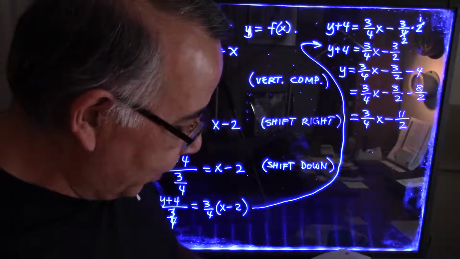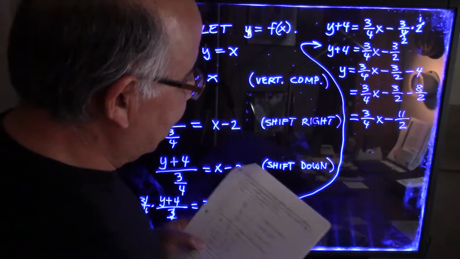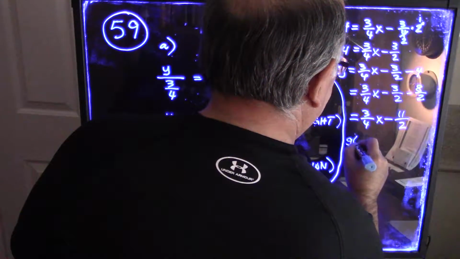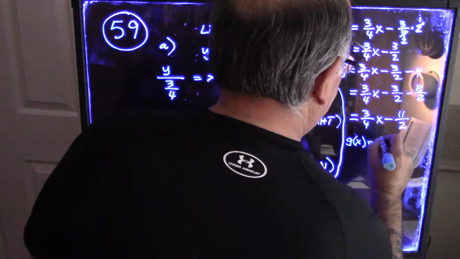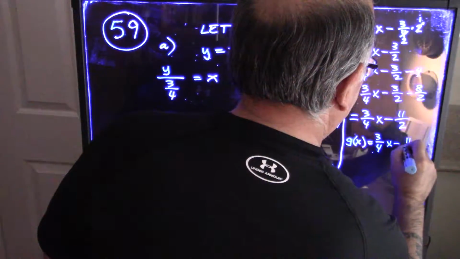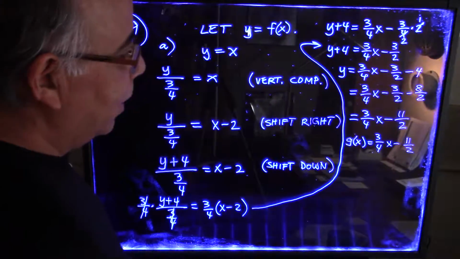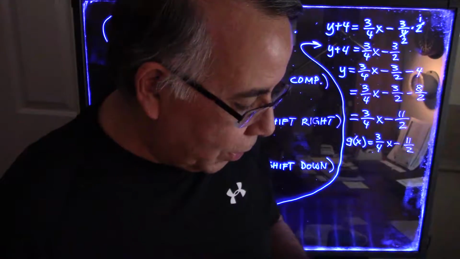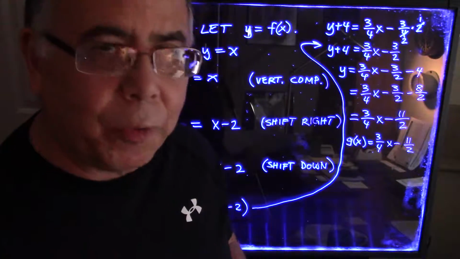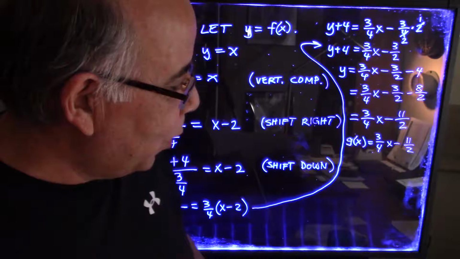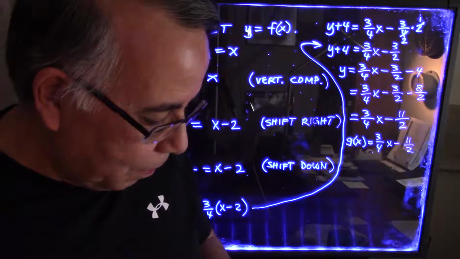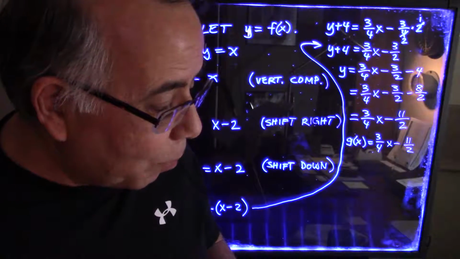Now your book's answer has, oh by the way, I should call this g of x, just to be correct here. g of x equals 3/4 x minus 11 over 2. Now your book's answer has g of x equals 0.75 x minus 5.5. Of course that's equivalent to what I have written here. So that takes care of part A.